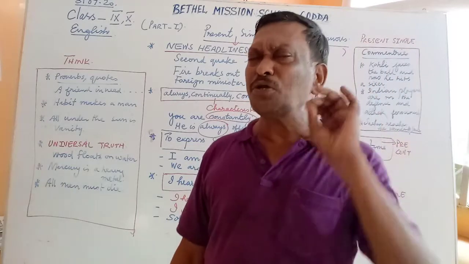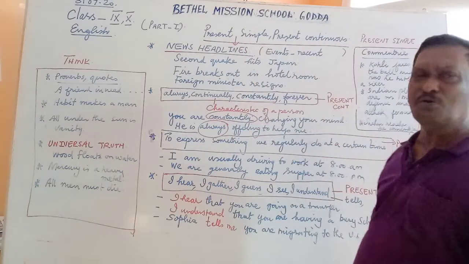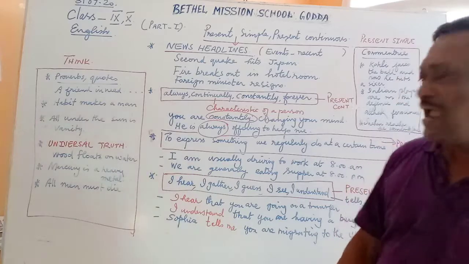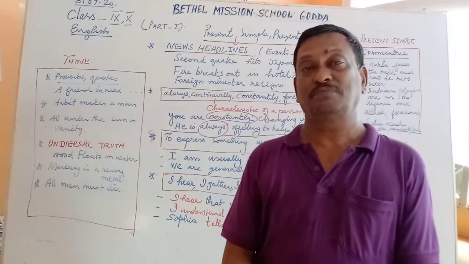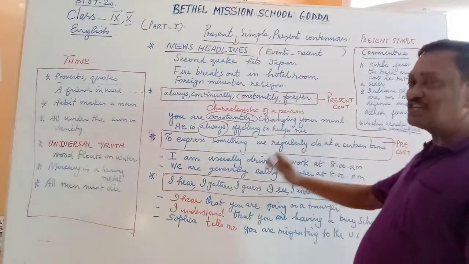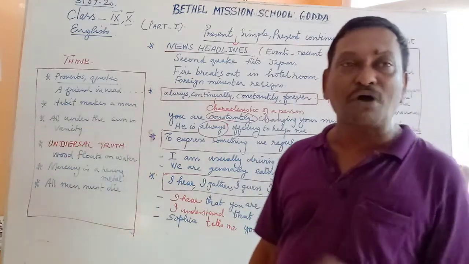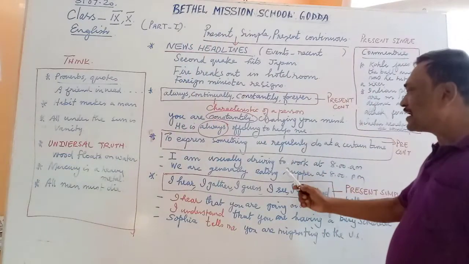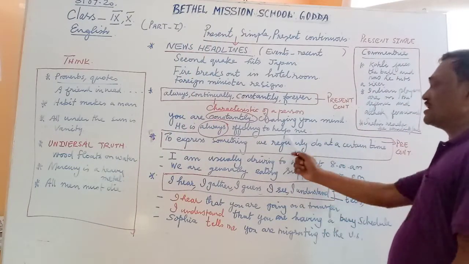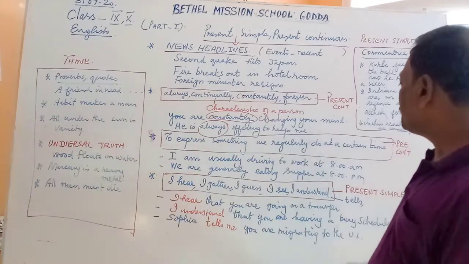We can also use the present simple here. I usually drive to work at 8 a.m. That is also correct. You wouldn't say that it is wrong. But the present continuous can also be used to talk about something that is happening regularly on a regular basis. Regularly at a certain point of time.